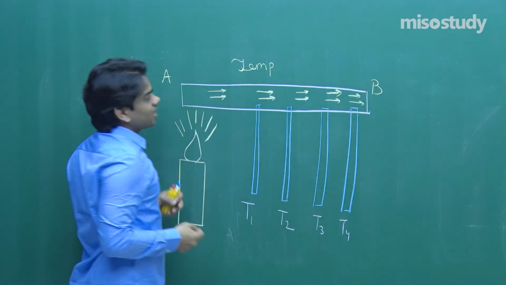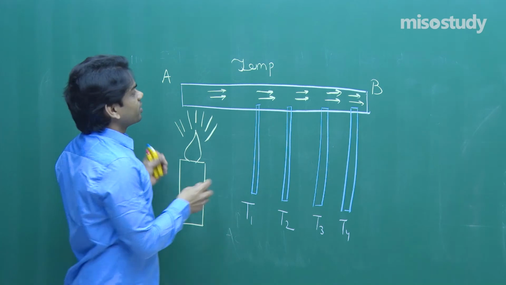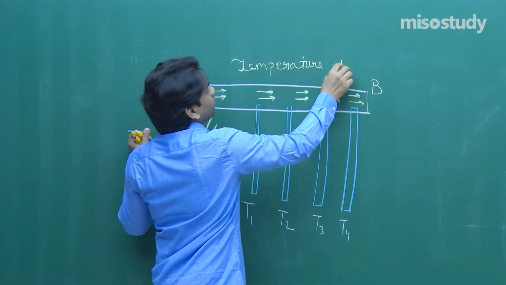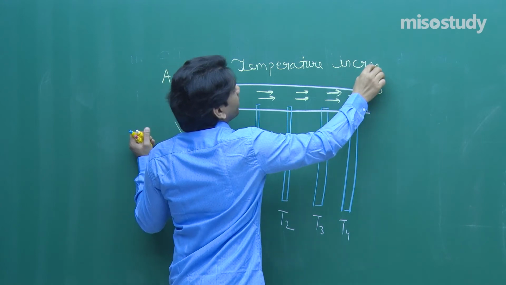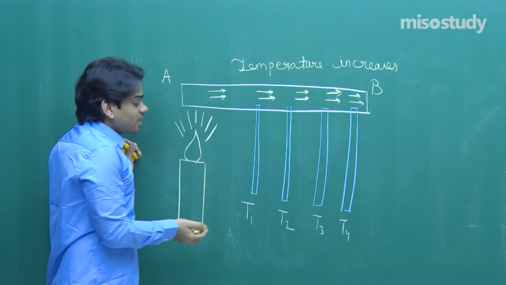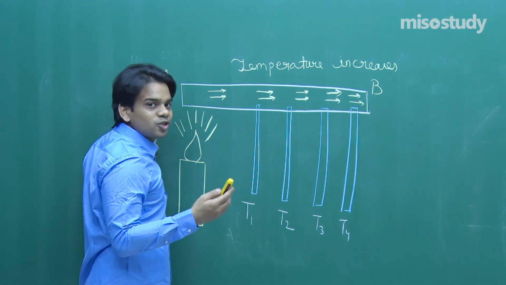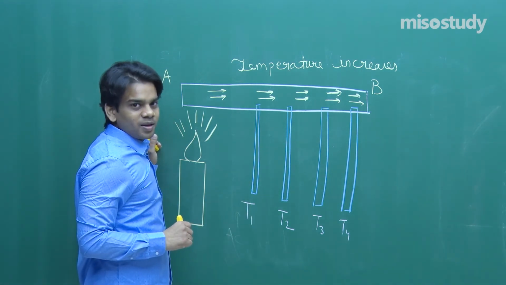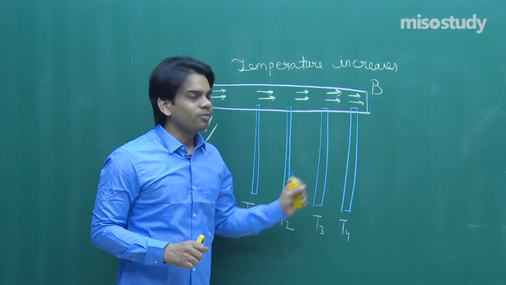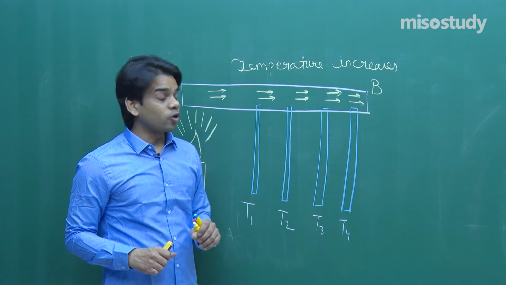So temperature will start increasing from end A to end B. Temperature increases as you move from left end to right end. When temperature increases, that means this thermometer will start showing a rise in temperature. But still, till the time heat flows, this part will be having lower temperature. This is what we're going to observe.